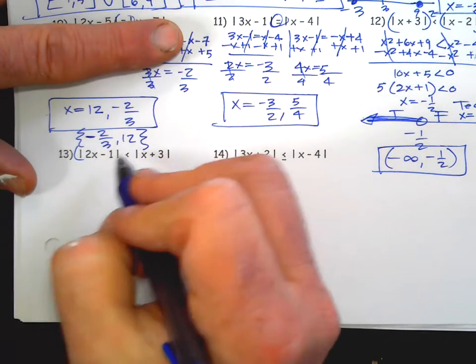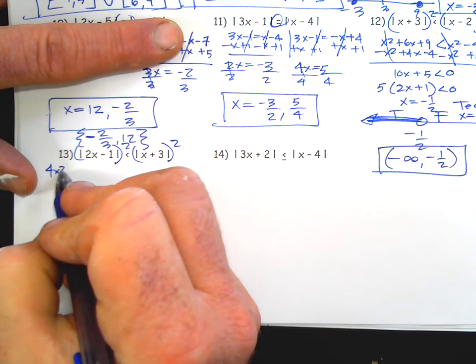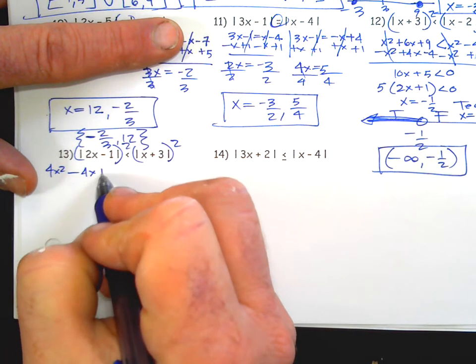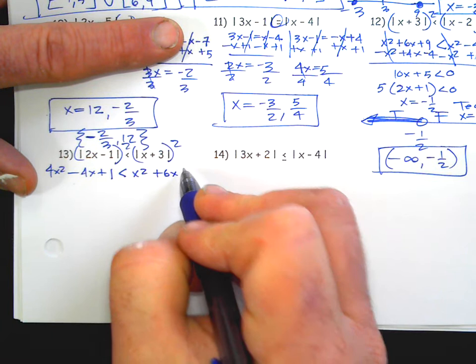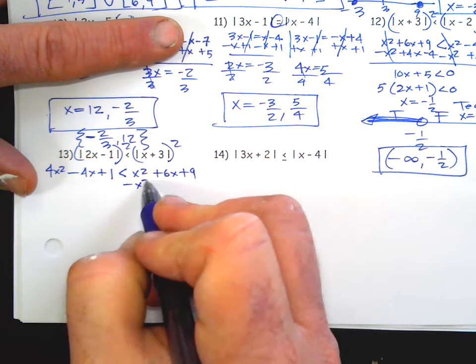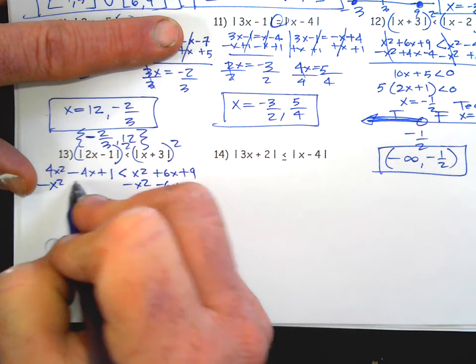Okay. All right, same strategy on these ones. Square both sides. We're going to get 4x squared minus 4x plus 1 minus x squared plus 6x plus 9. Now this one is going to stay quadratic, so move everything to one side.